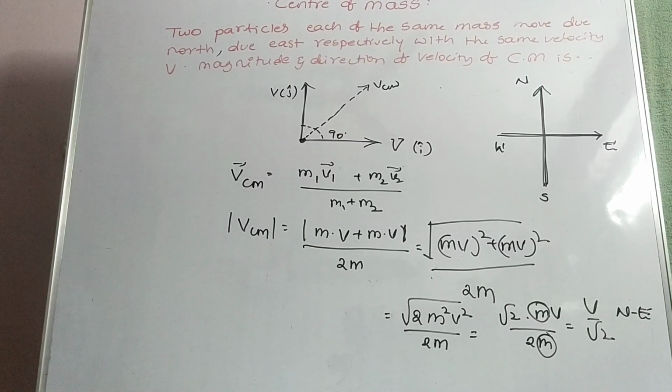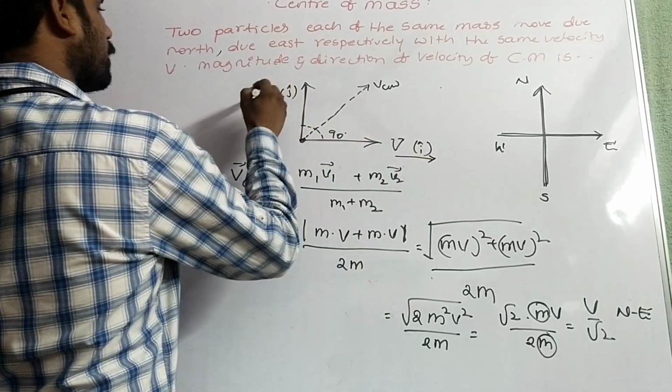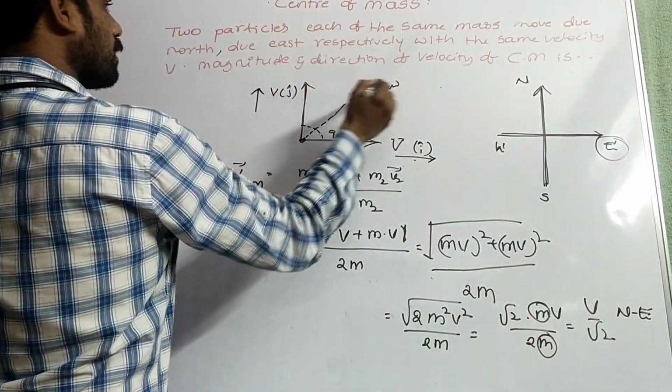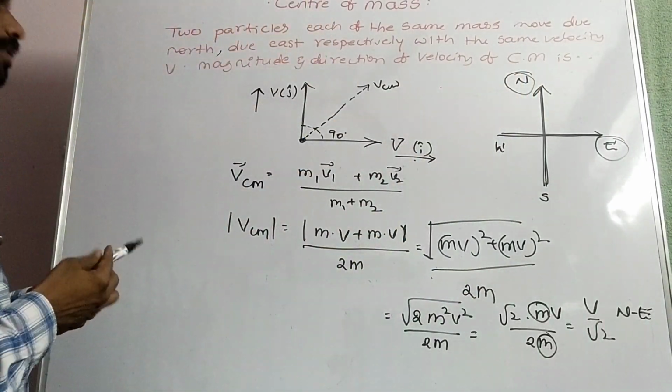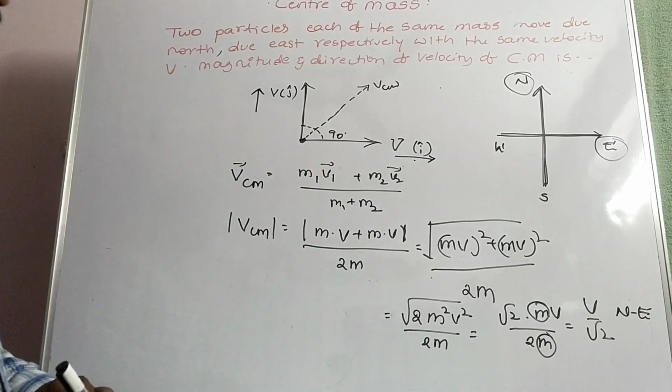Okay, so here two velocities are acting. One is acting along the x-axis, the other along the y-axis. Here the x-axis will be considered as east, and the y-axis is considered as north. Hence, what is the center of mass speed? V is equal to (m1 v1 plus m2 v2) by (m1 plus m2).